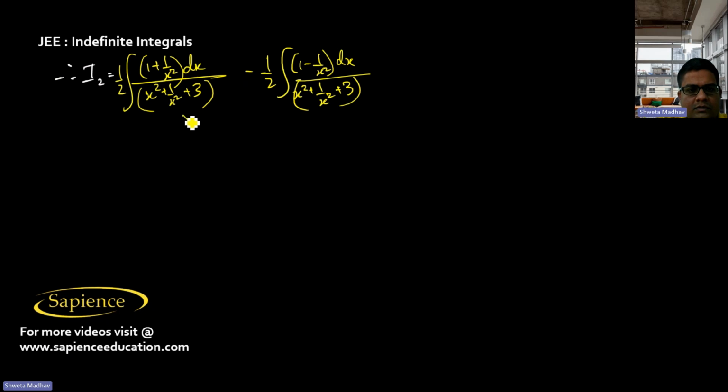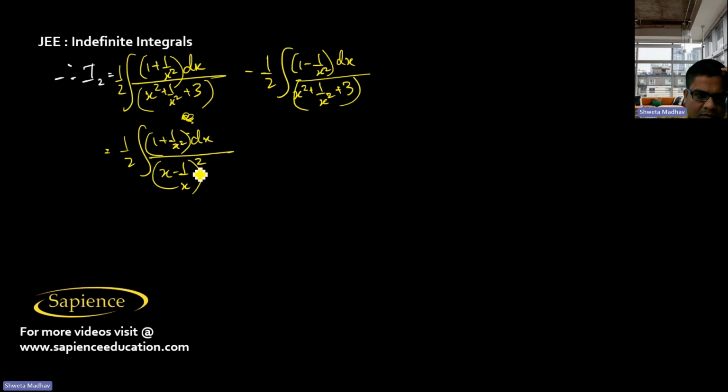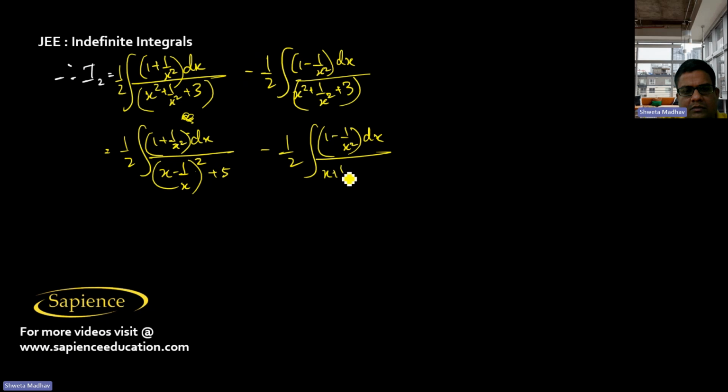Now in the first one, we can write this as half of integral of 1 plus 1 by x square dx divided by x minus 1 by x whole square, which is x square plus 1 by x square minus 2, plus 5. And minus half of integral of 1 minus 1 by x square dx divided by x plus 1 by x whole square plus 1. This also I can write.